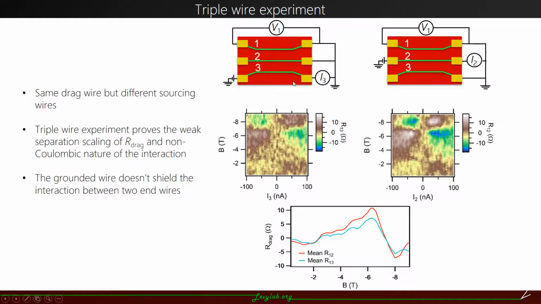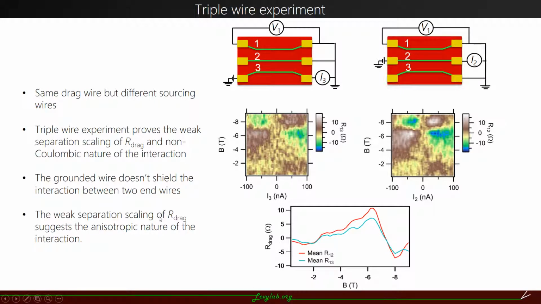What's more, if we focus on this configuration, grounding wire 2 should screen the interaction between wire 1 and wire 3, and we shouldn't actually observe any drag signal. But surprisingly, we still see a significant drag signal. Therefore, both the absence of separation scaling and the absence of this screening effect prove the non-Coulombic nature of the interaction.